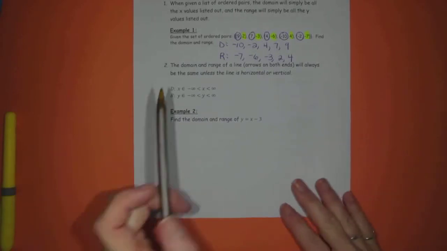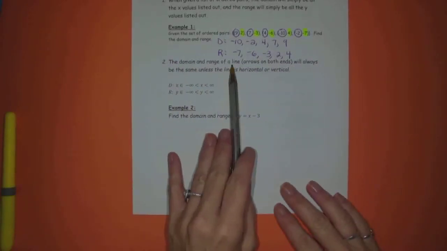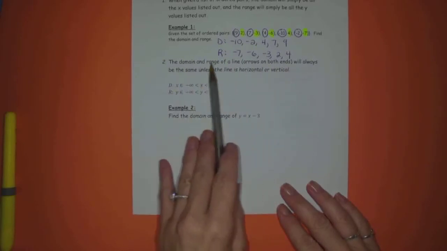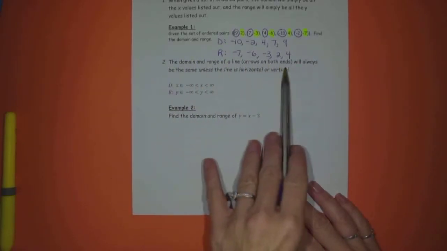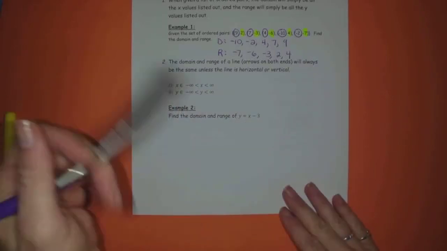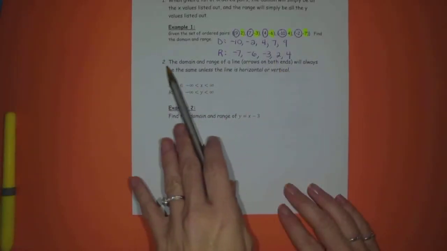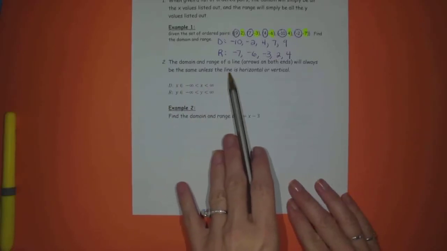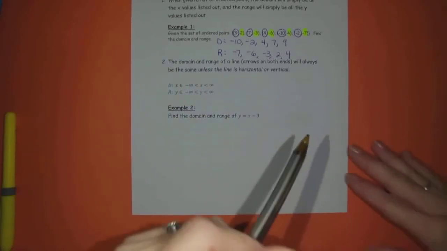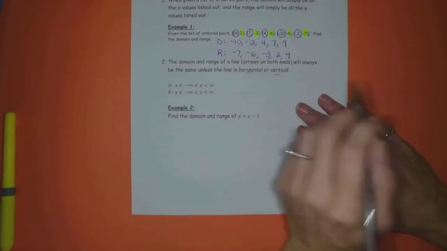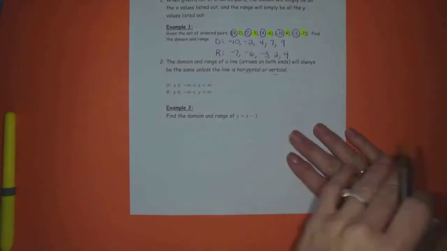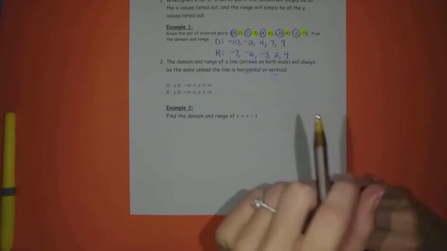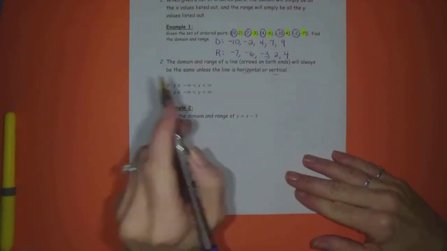Okay, let's look at number 2. The domain and range of a line with arrows on both ends. So this is what we've been studying for a few weeks now. Our lines where we draw our line and put the arrows on. That domain and range will always be the same unless the line is horizontal or vertical. So if you have one of your special cases, we'll have to look at that on the next page. But if it's just a slanted line, then your domain and range, I've got it written out here for you.